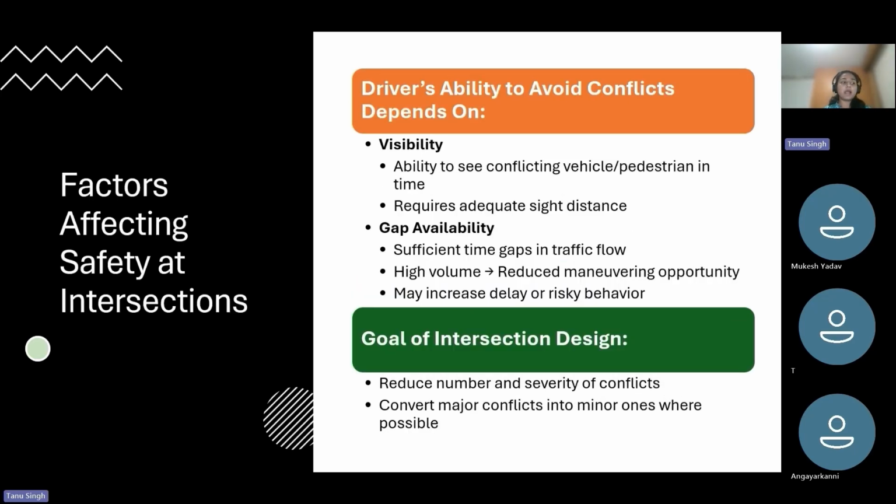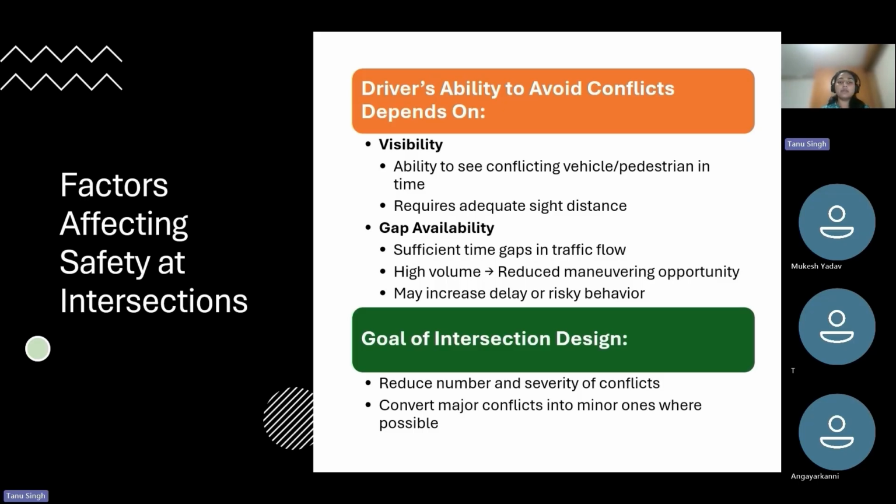Now coming to the factors affecting safety at intersections. The question comes: what determines whether drivers can avoid these conflicts? There are two major factors. First is visibility. A driver must be able to see a conflicting vehicle or pedestrian in sufficient time. If a driver cannot see properly due to obstruction or poor sight, the chance of collision increases.